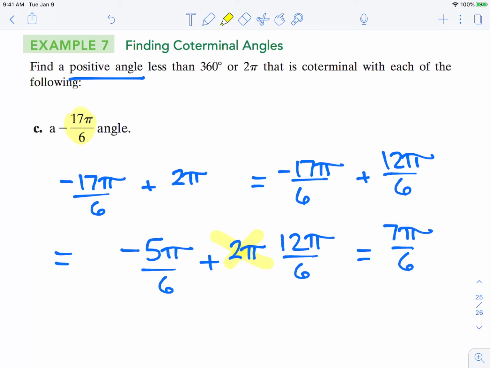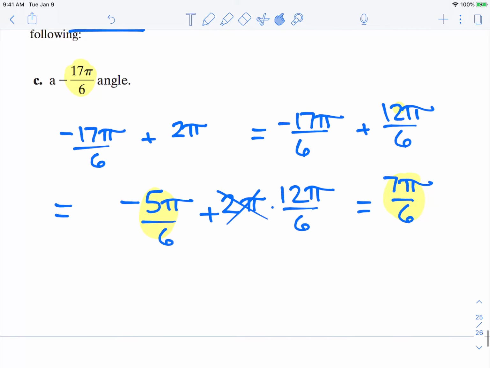All three of these angles right here are coterminal. That I have in the yellow.